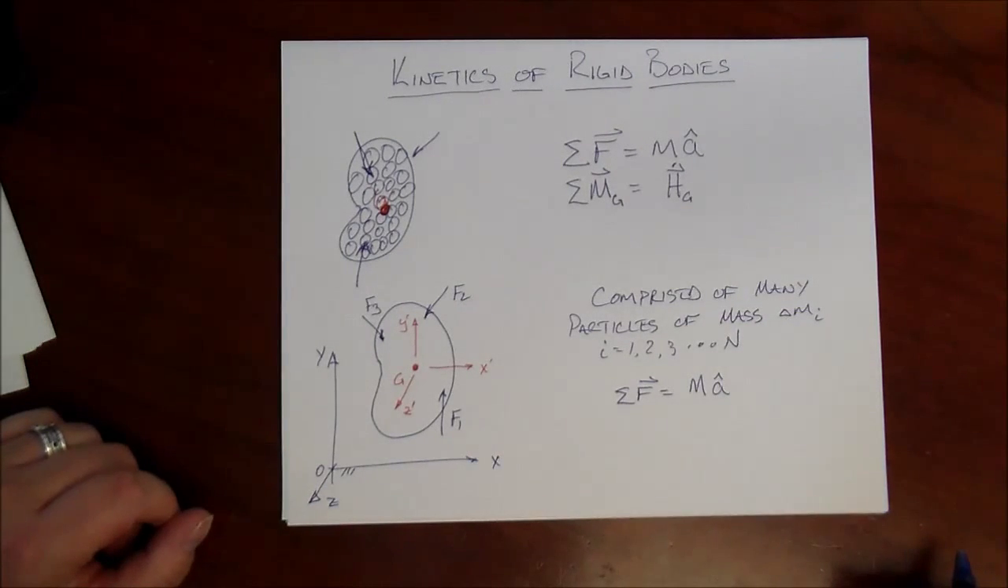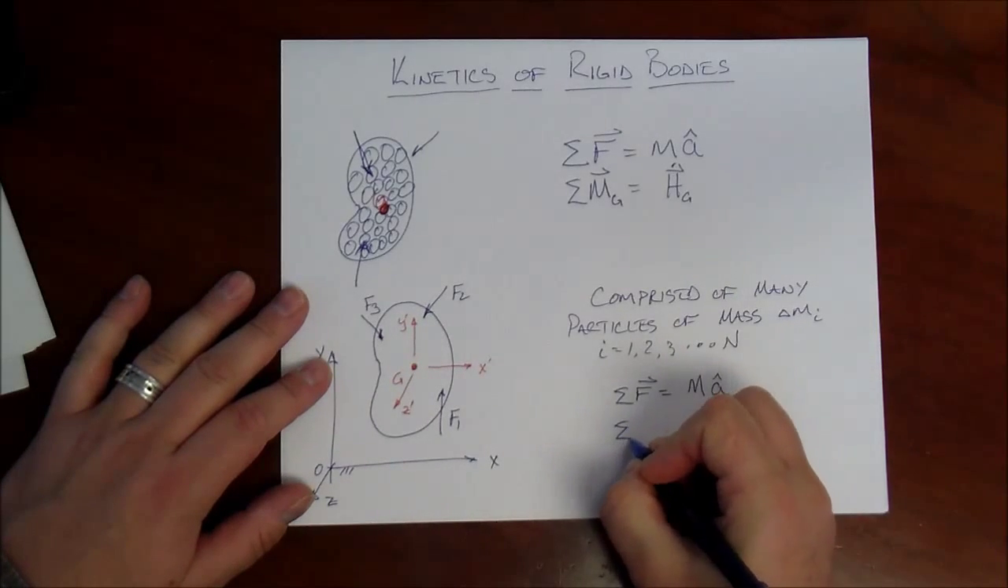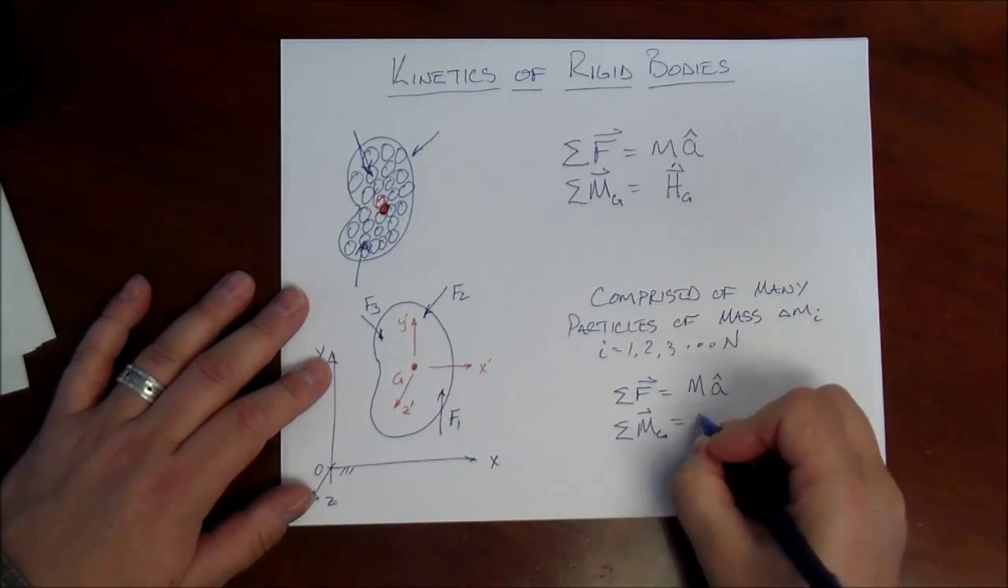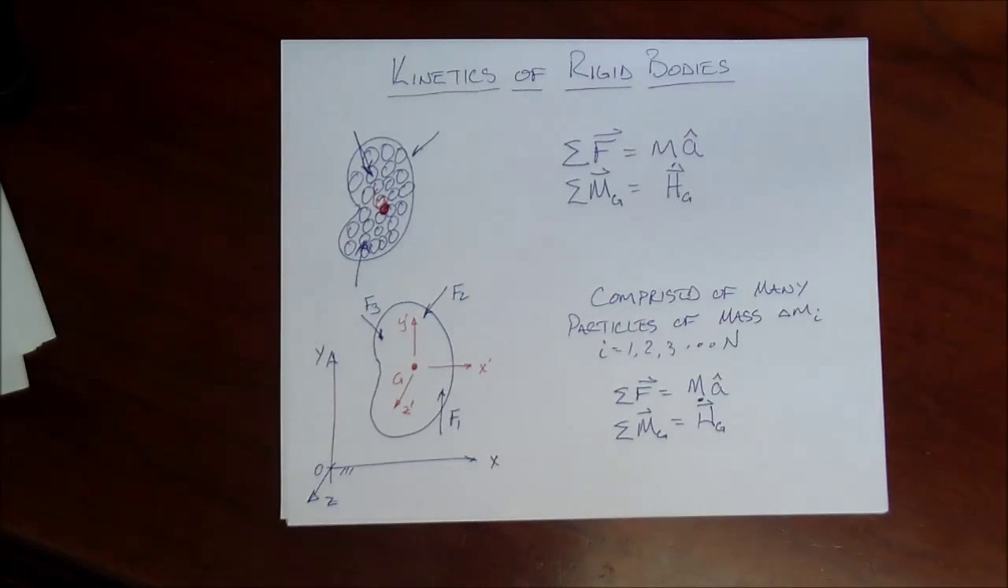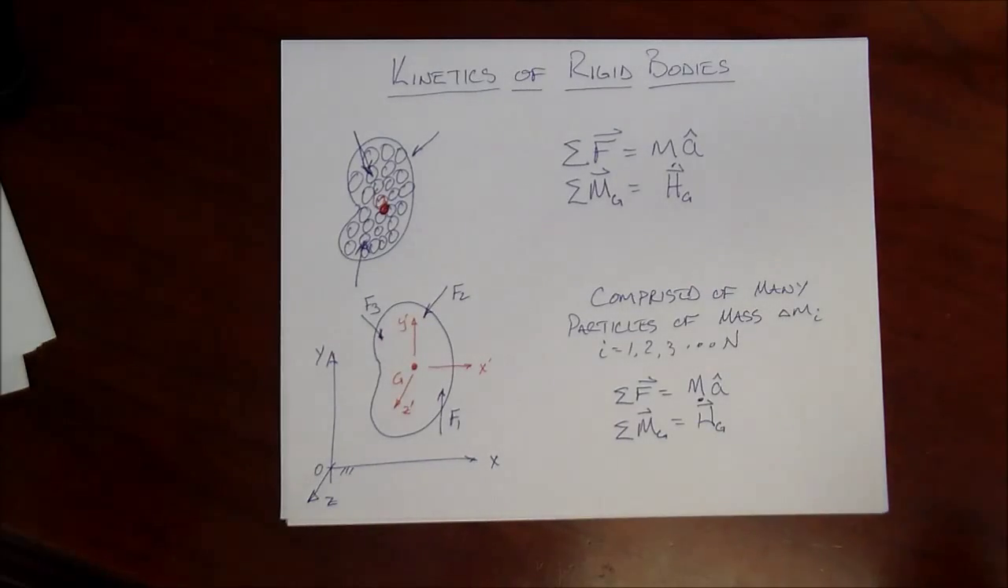And considering the centroidal reference frame G, the sum of all moments about G is equal to the time rate of change of the angular momentum. Okay. Now these equations apply to general 3D motion for any rigid body.